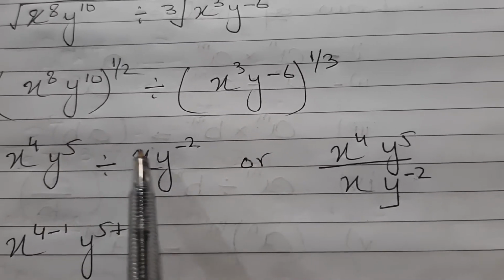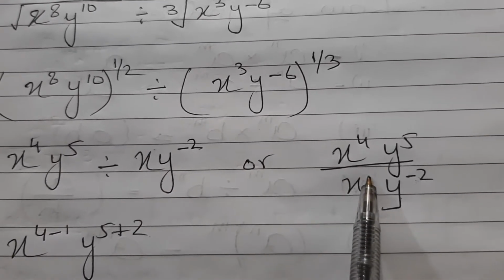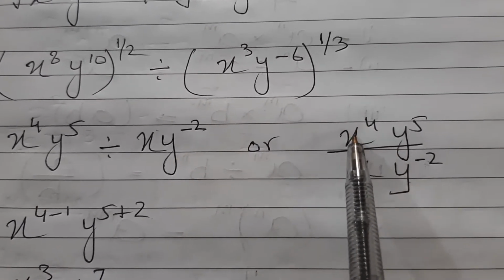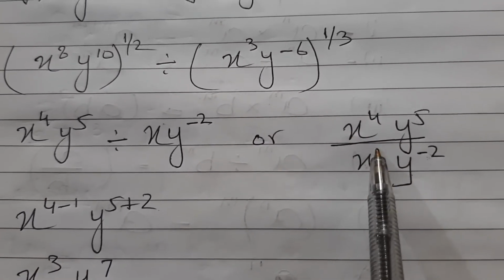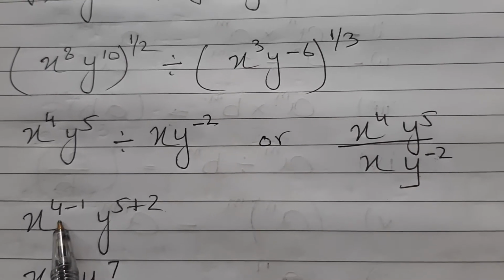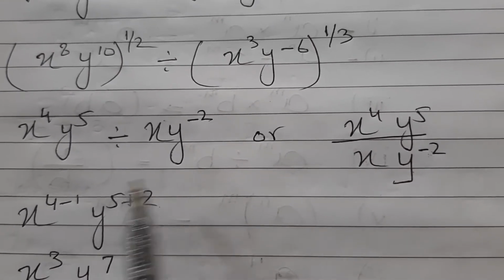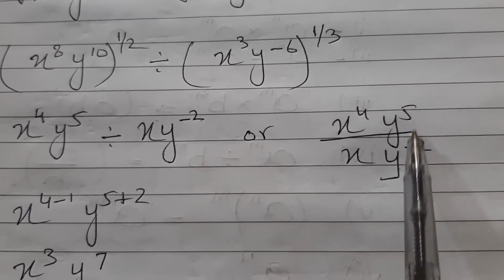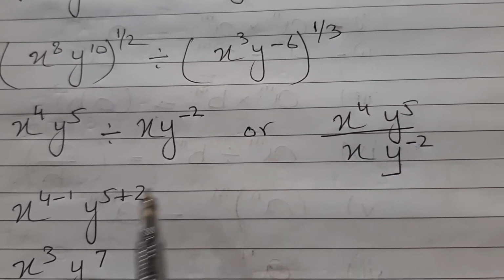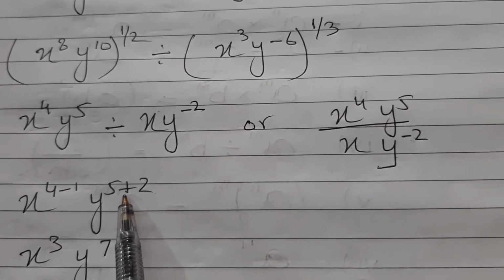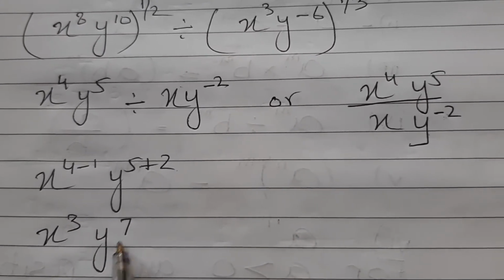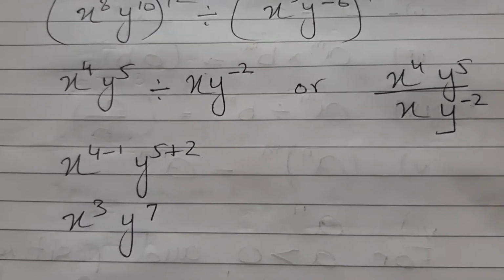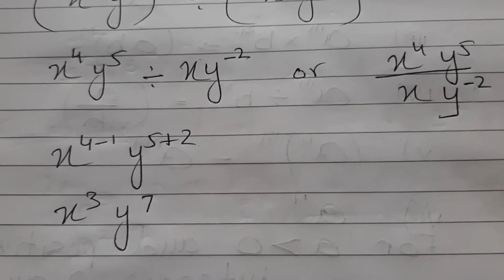I am just rewriting it in the vertical form. Here you can see the powers are same. After that I am applying the law of indices. Base is same, so powers will be subtracted. So can you see I have written 4 minus 1. Here base is same, so powers will be subtracted. 5 minus 2 will be 5 plus 2. So this will be x cube y7. So I have brought it in the form which was required. So my a is 3 and my b is 7.